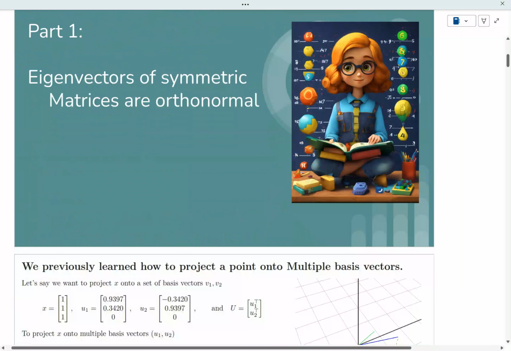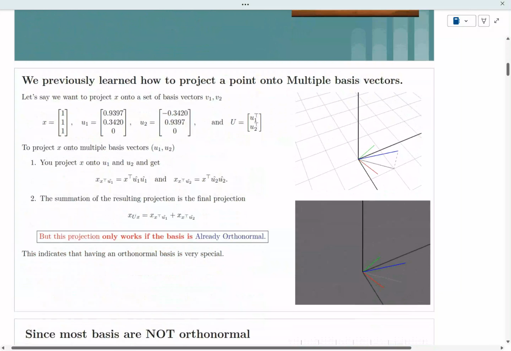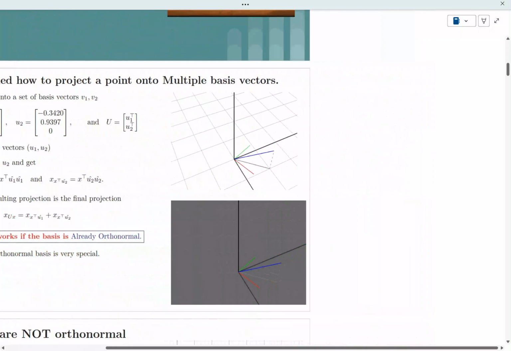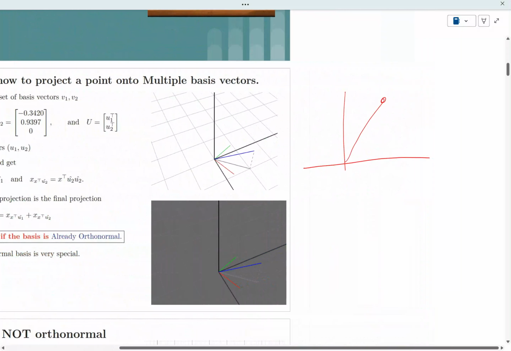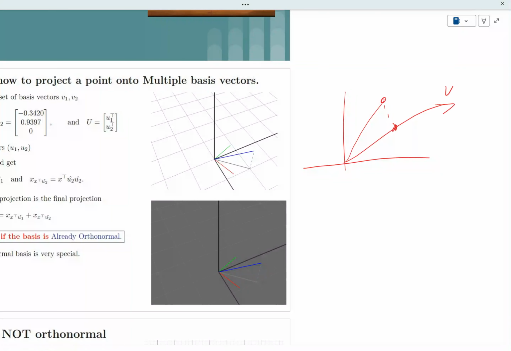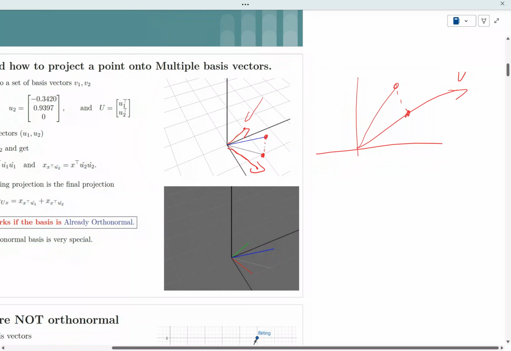Okay, so part one, we previously learned about how to project a point on multiple bases, right? So we start off, let's say you have a point here, and you're projecting it down to some vector. So we learn how to perform this type of projection. That's projecting down onto 1D. Over here, if you're projecting down to multiple dimensions, so if the blue point is trying to project down to the two-dimension plane, it's going to land somewhere here, right? In order for us to do that, all we have to do is project it twice, once to this vector, second time to this vector, and sum up the result.